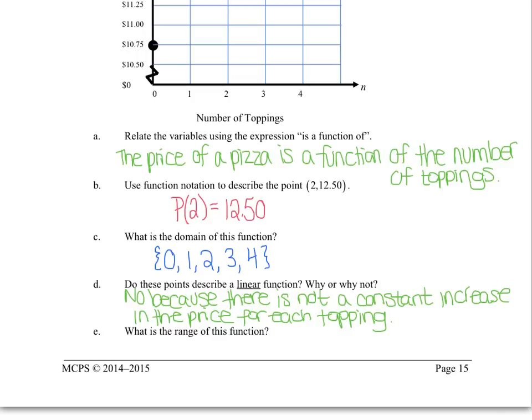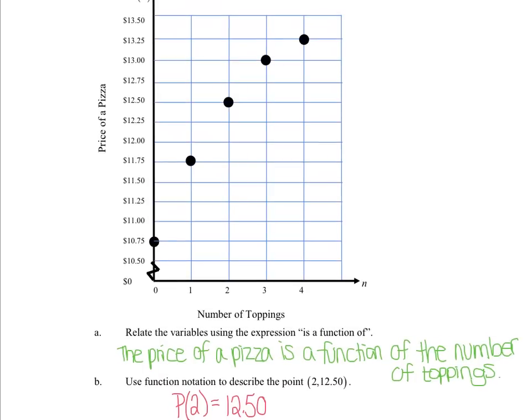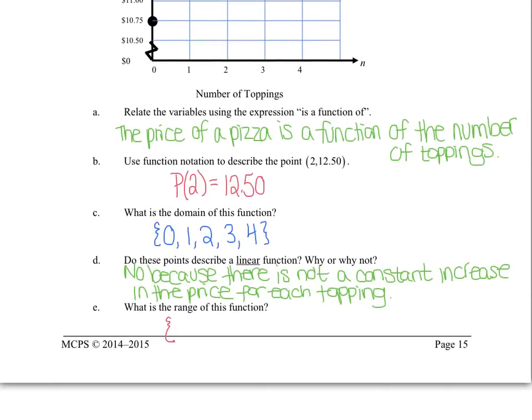Finally, it asks for what the range is. Again, since it's discrete, we need to have braces, and we can look at our graph and see 1075, 1175, 1250, 13, and 1325. So we'll write that as our range: 1075, 1175, 1250, $13, and $13.25, and that is our range.